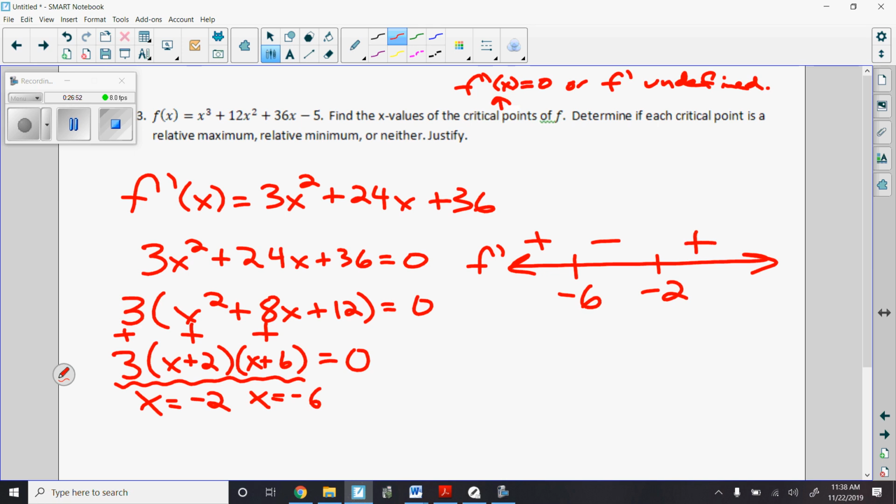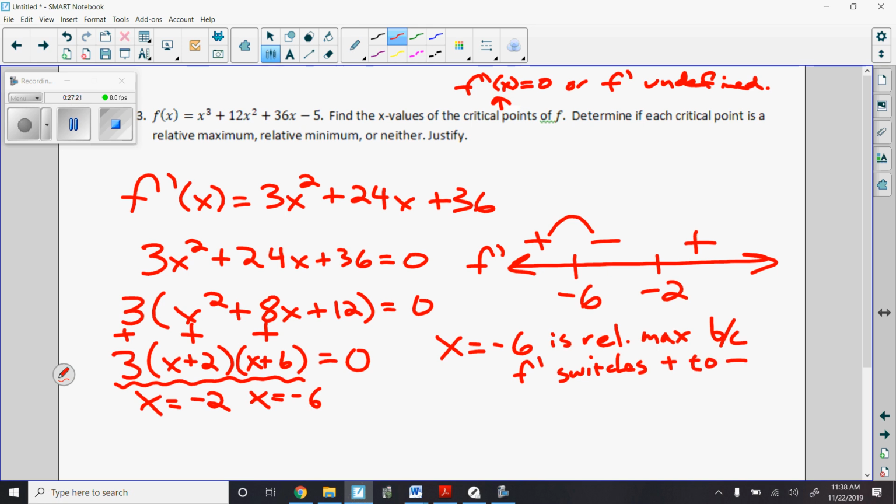So I want to analyze these 2 critical points I have. X equals negative 6, right? That meant since f prime is switching from plus to minus, that means my function switched from increasing to decreasing. That creates a max. So x equals negative 6 is a relative max. Again, because f prime switches plus to minus, positive to negative.